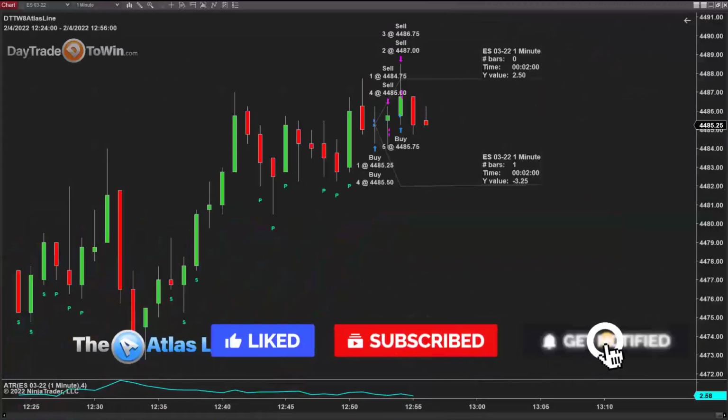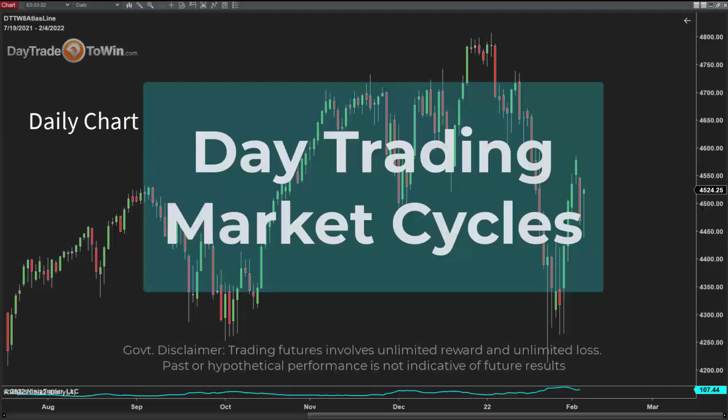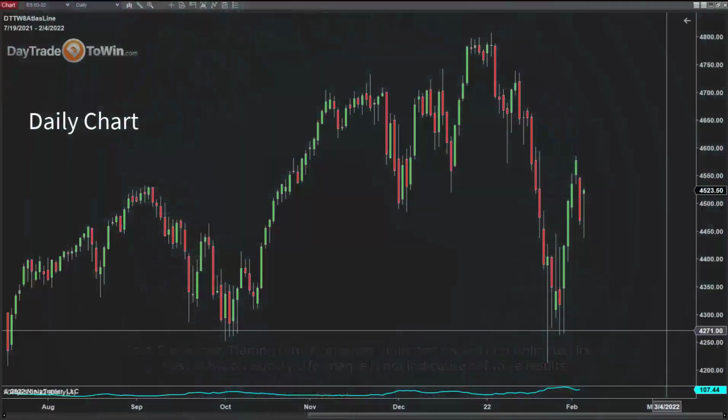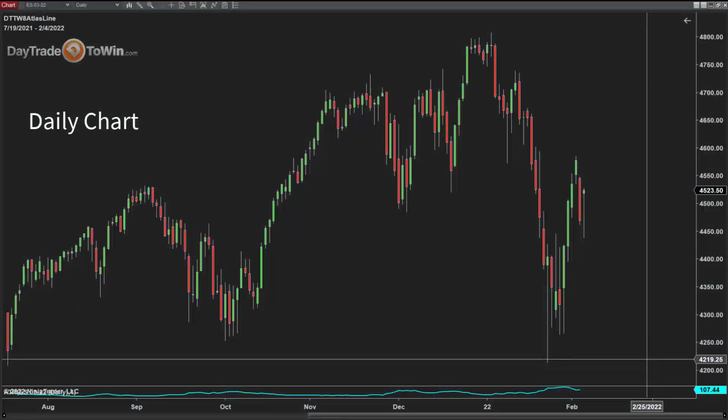Now let me show you a little bit about market cycles. Alright, so what I have now is a daily chart. Today, February 4th, is the last candle, and the market's still open, so we'll see what happens here. The one thing that I'm going to explain to you is that you can't trade the same way when the market is slow in comparison to when the market is fast. We have these cycles in the market.